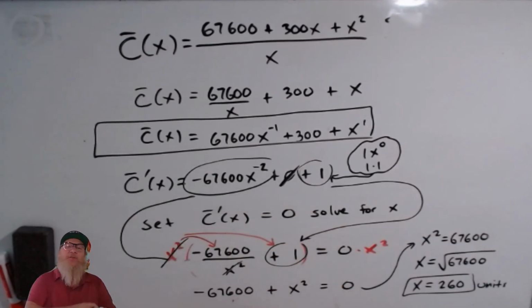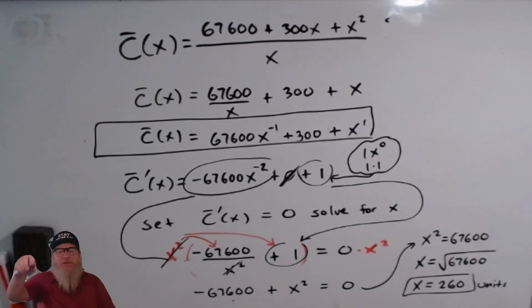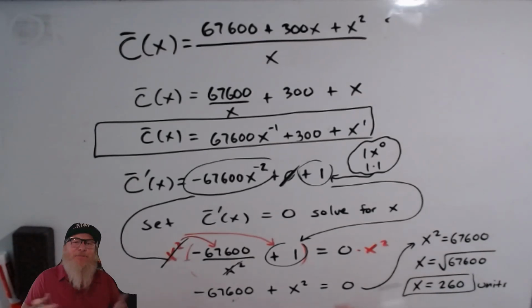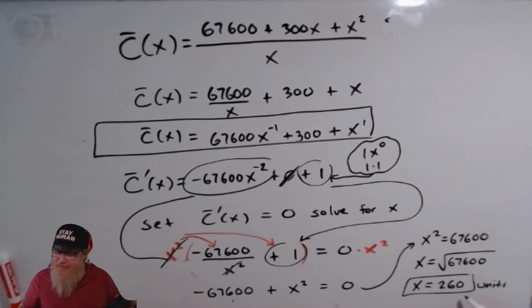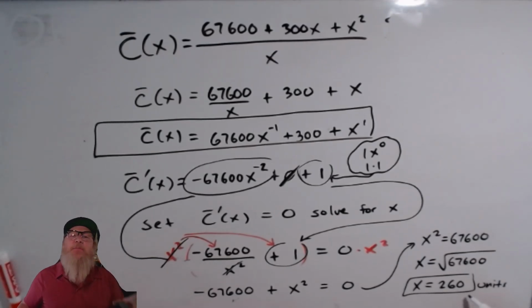The graph of this one is like a rational function. So it has an asymptote. I'm not going to get into that. I just want to solve the word problem. And again, this doesn't produce the minimal cost. It produces the minimal average cost.